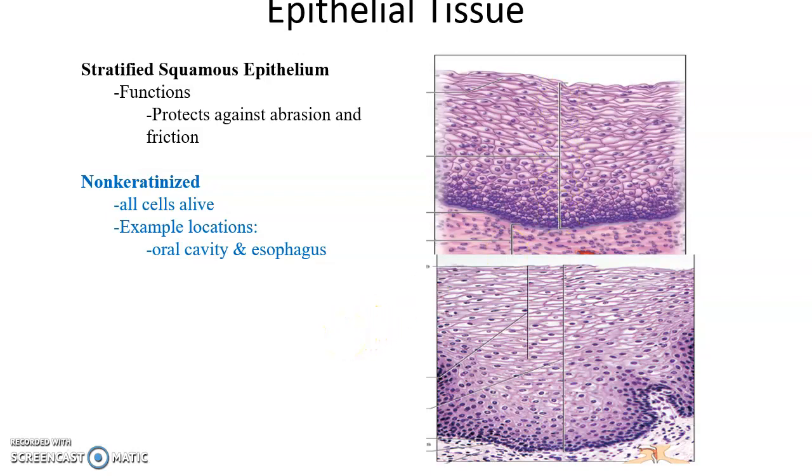Non-keratinized stratified squamous epithelium: all the cells in the tissue are alive. All of the cells have nuclei, and it's found in places like the oral cavity and the esophagus that experience a lot of friction from the foods we chew up and swallow.